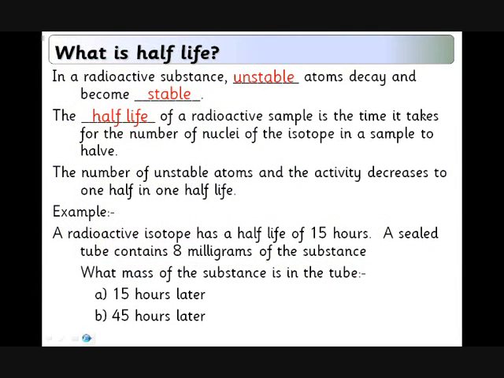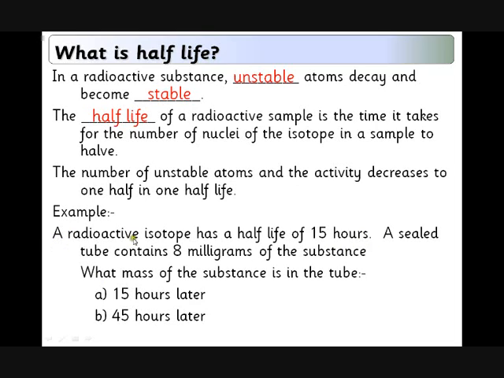So in summary, in a radioactive substance, unstable atoms decay. That happens by alpha or beta decay, as we've talked about, and after they decay, eventually they may become stable. The half-life of a radioactive sample is the time it takes for the number of nuclei of the isotope in a sample to halve, or it's the time it takes for the activity of a sample to halve. We can use this to work out some little mini calculations.